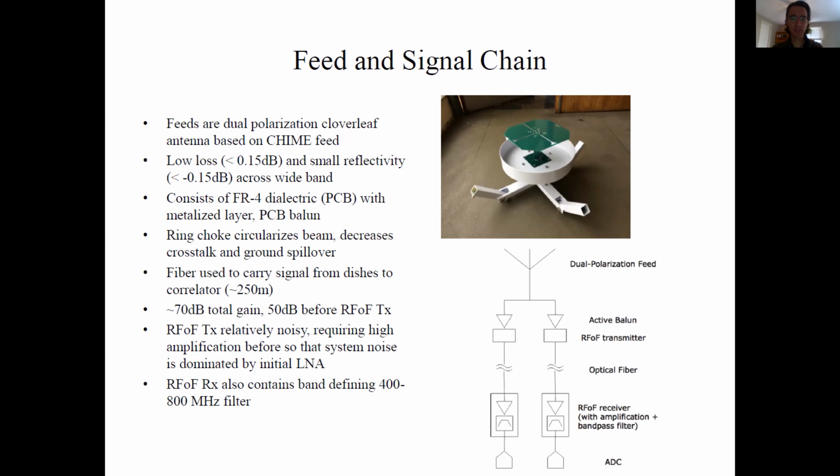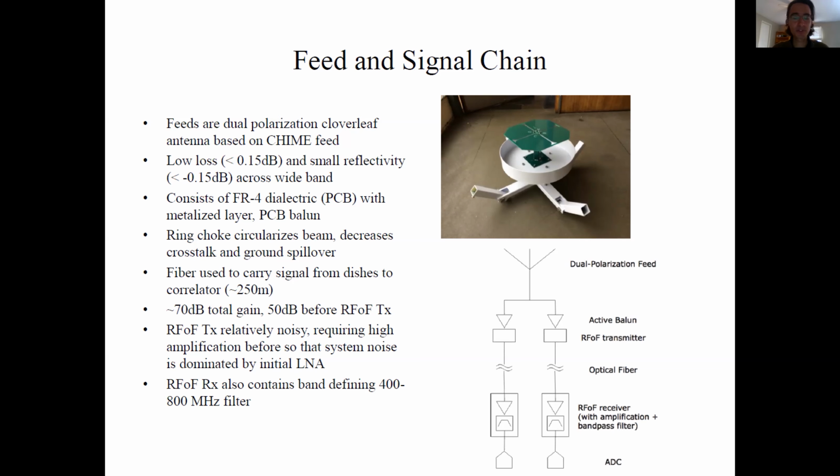But this is just because the RF over fiber transmitters are a very new technology and are still relatively noisy. So we want the system noise to be dominated by the LNA and not the noise from the fiber transmitter. Sorry, what's on the fiber? Is that an analog signal then, or a digital signal? It's analog. Yeah. Analog, yeah.